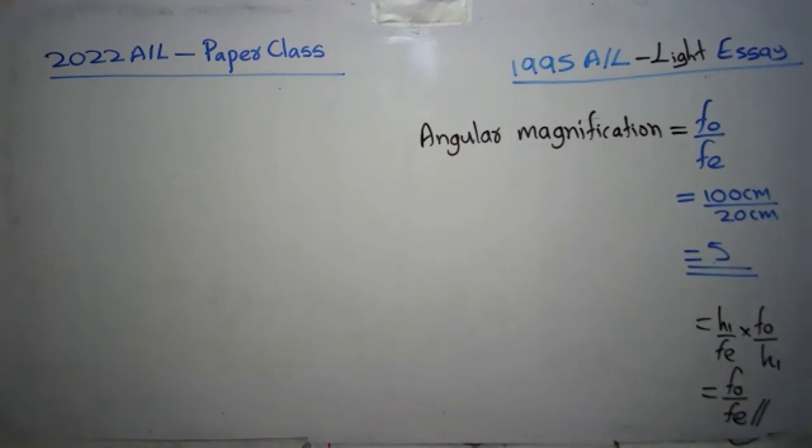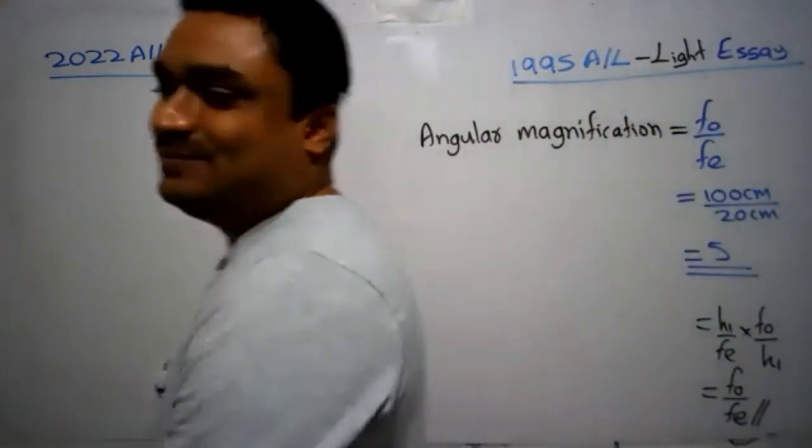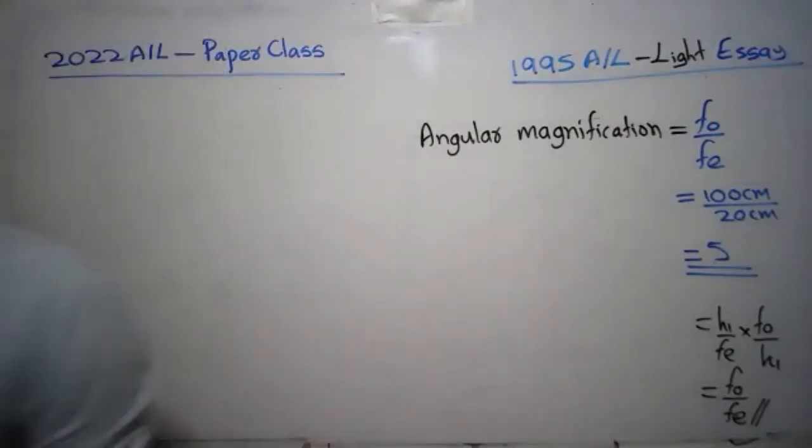Right, now let's go to the next part of the question. I have given more than enough time. What is the next part of the question? Later, he has converted the instrument into a terrestrial telescope in normal adjustment. Terrestrial telescope means it is used to observe objects on the earth.